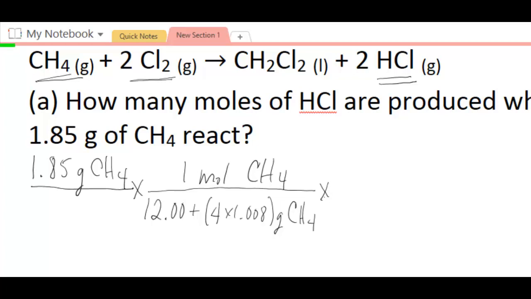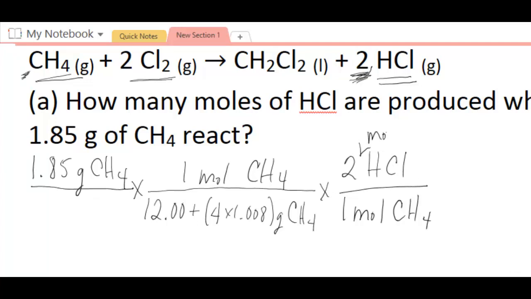You can look at the reaction stoichiometry and see that for every 2 moles of hydrochloric acid, you have 1 mole of methane. If there's nothing written in front of a reactant or product in a balanced chemical equation, the coefficient is implied as 1. So for 1 mole of methane, you're going to have 2 moles of hydrochloric acid. That relationship comes through the reaction stoichiometry.